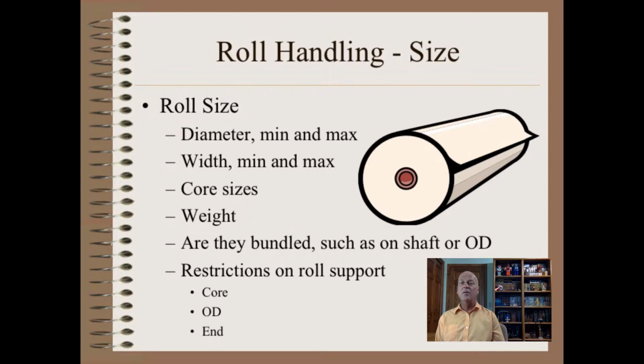One area the web handler must pay close attention to is any restrictions on roll support. Many wound roll products cannot be supported by either the core or the outside or the end because the roll or web can get damaged. We discuss roll support in great detail in our 2-day winding class.